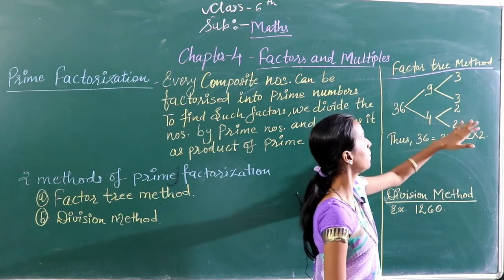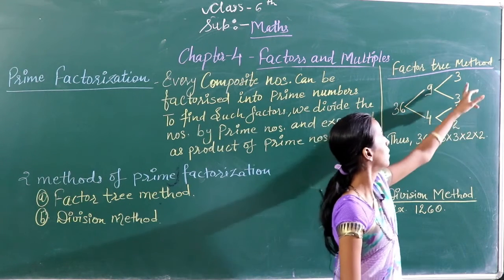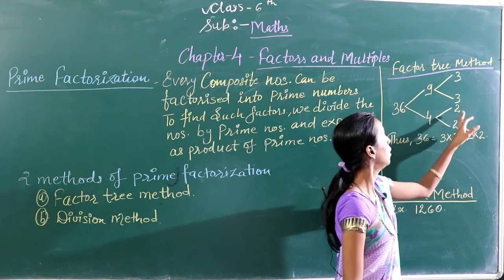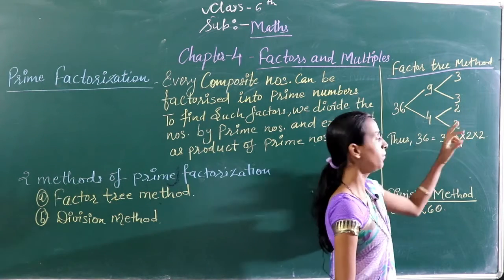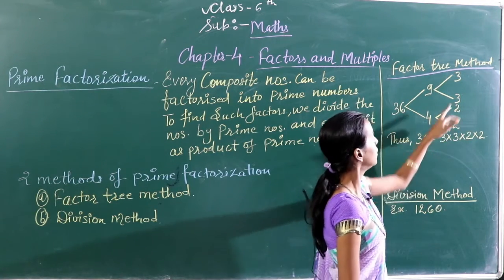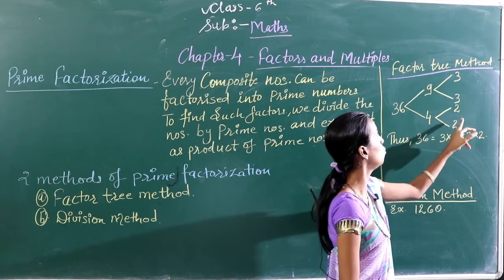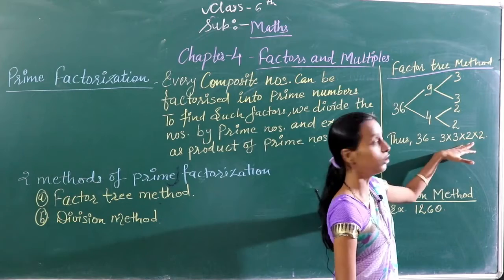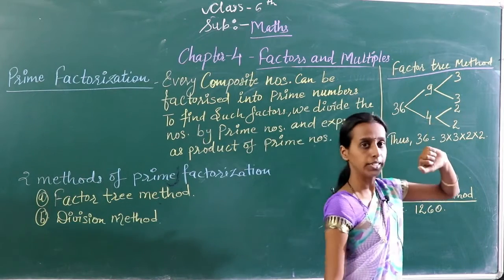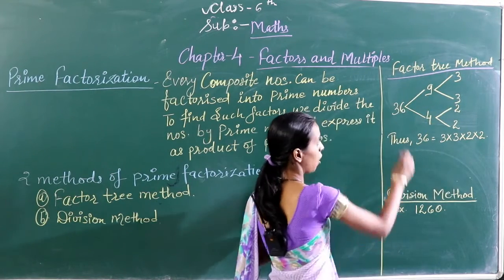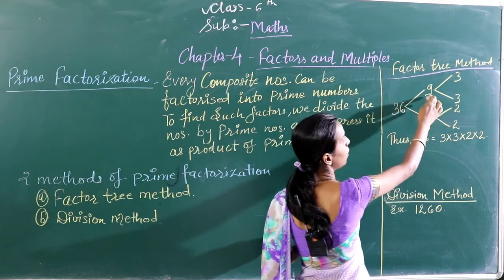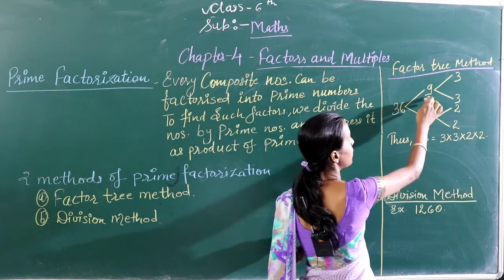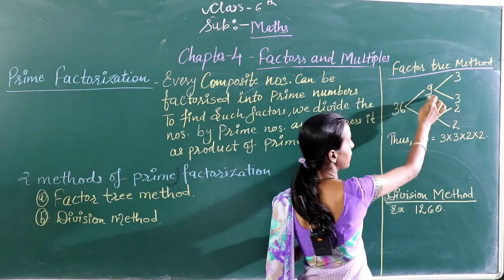So what are the prime numbers we get at the last? 3, 3, 2 and 2. Now we can write 36 as 3 into 3 into 2 into 2. So this is called prime factorization using the factor tree method. All of you understood this? 36 is called 9 and 4. Factors of 36 are 9 and 4.